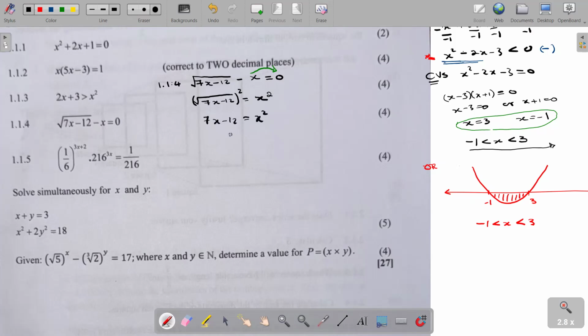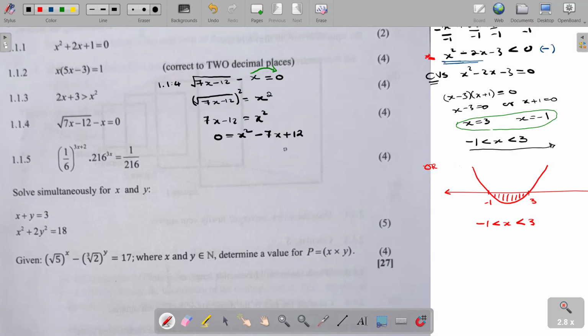From here we are now going to standardize. We take everything to that side. So our 0 is equal to x squared. Take this one to that side. If you take this to that side, take this one again to that side, they are going to change their signs. So it's going to be minus 7x plus 12. Then here you are now having a quadratic equation.